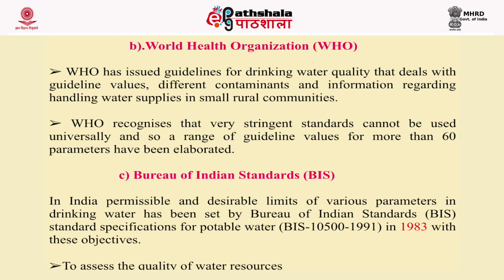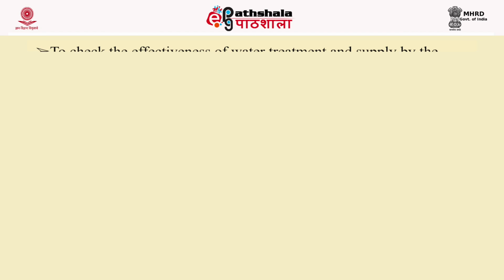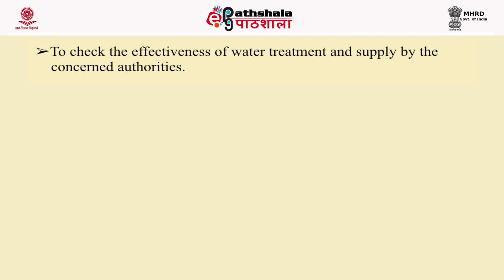Third one is the Bureau of Indian Standards (BIS). In India, permissible and desirable limits of various parameters in drinking water have been set by the Bureau of Indian Standards (BIS) for potable water in 1983 with these objectives. First one is to assess the quality of water resources. Second, to check the effectiveness of water treatment and supply by the concerned authorities.